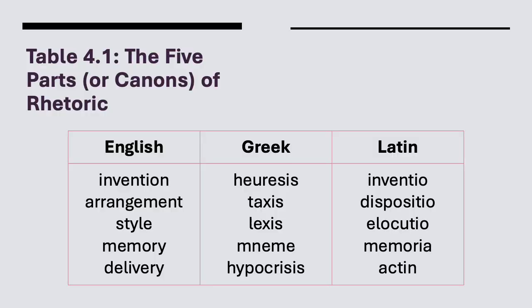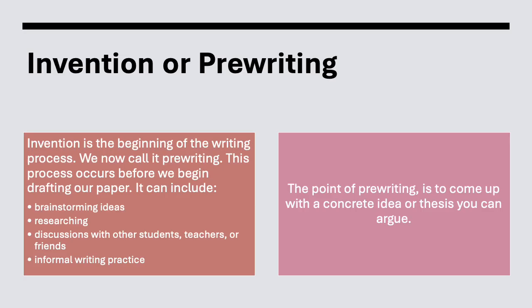So here is a little table on those canons, and then you'll see also the etymology, where it came from. All right, so first is invention or pre-writing, and this is the first step. But when I was first introduced to the writing process, we called it brainstorming. That's how we were always taught it. And brainstorming could be a big part of the invention or pre-writing process, but it's not all of it.